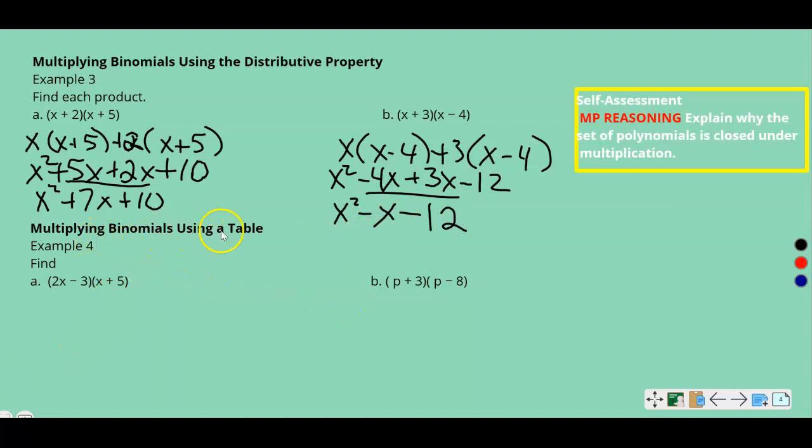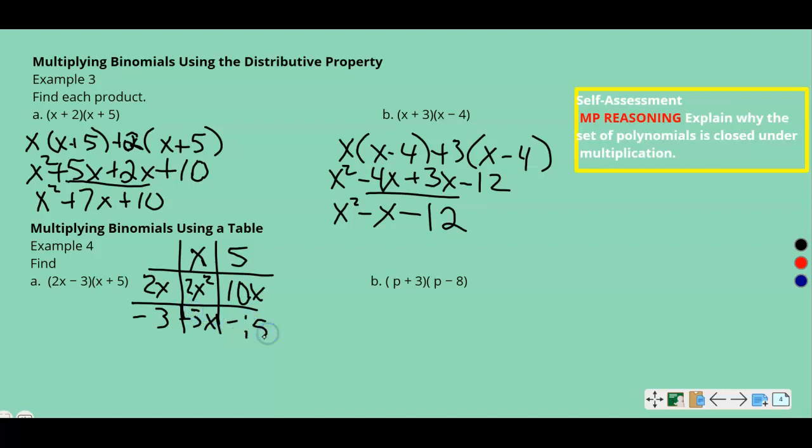All right, example 4, multiplying binomials using a table. This is just another method to do this. So we're going to put x and 5 here at the top, and we're going to put 2x and minus 3 down the side. It doesn't matter which binomial goes on top and which one goes down the side. Now we do 2x times x is 2x squared. 2x times 5 is 10x. Negative 3 times x is negative 3x. And negative 3 times 5 is negative 15. So this box method, again, is just another method of doing the same thing that we were doing in example 3.